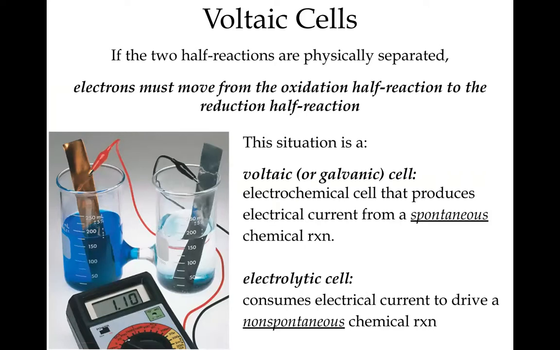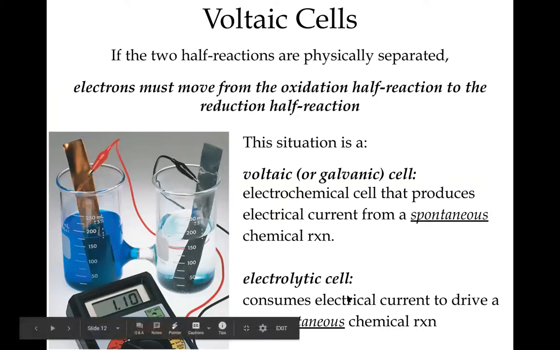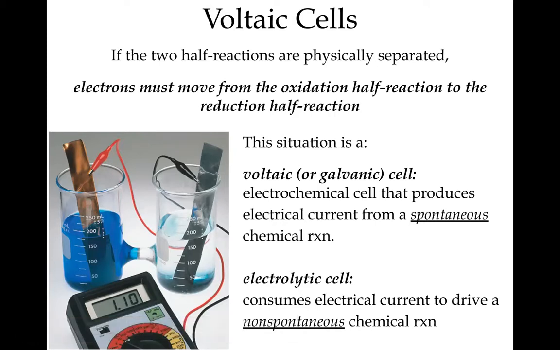Again, the electrochemical cell that produces this electric current comes from a spontaneous chemical reaction. It happens naturally. Later on, we'll talk about electrolysis, and that's going to be kind of the opposite. That is when electrical current isn't produced, electrical current is consumed, and that's going to then drive a non-spontaneous chemical reaction.